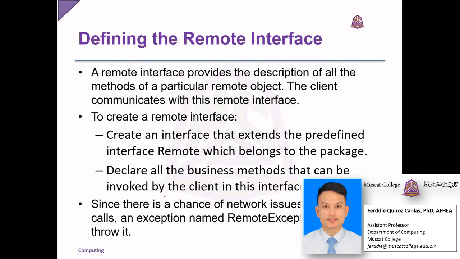A remote interface provides a description of all the methods of a particular remote object, so the client communicates with this remote interface. To create a remote interface, you have to write a program that will have the interface, and you have to extend it so that the remote client will be able to access the object that you will be creating, and then declare all the business methods that can be invoked by the client in this interface. When we say business methods, this could be adding numbers, subtracting numbers, multiplying numbers, and so on and so forth.